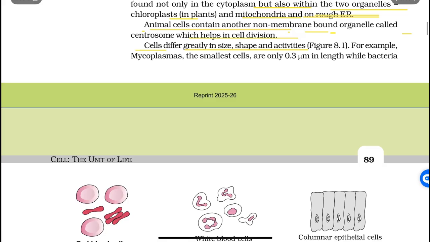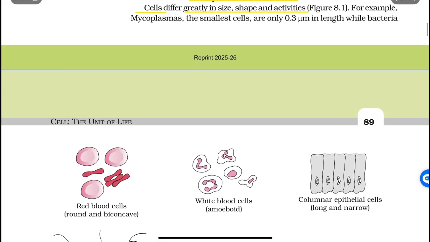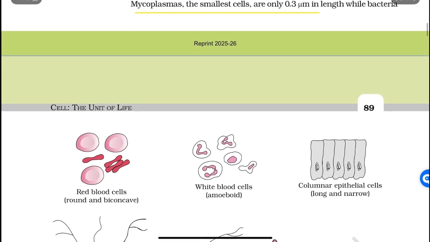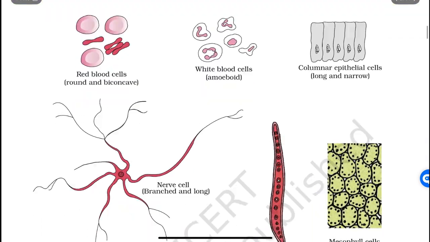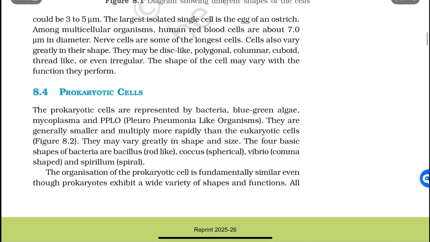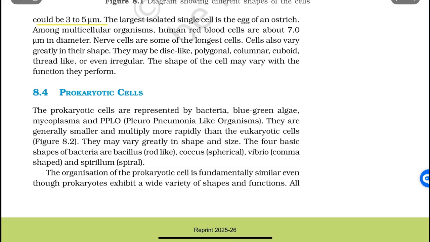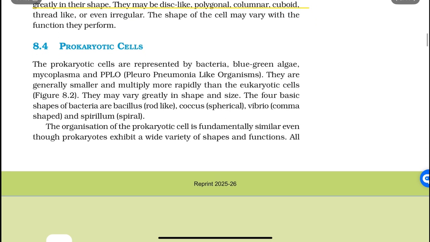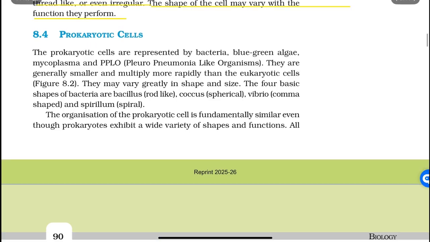Cells differ greatly in size, shape, and activities. For example, mycoplasma, the smallest cells, are only 0.3 micrometer in length, while bacteria could be 3 to 5 micrometer. The largest isolated single cell is the egg of an ostrich. Among multicellular organisms, human red blood cells are about 7 micrometer in diameter. Nerve cells are some of the longest cells. Cells also vary greatly in their shape. They may be disc-like, polygonal, columnar, cuboid, thread-like, or even irregular. The shape of the cell may vary with the function they perform.